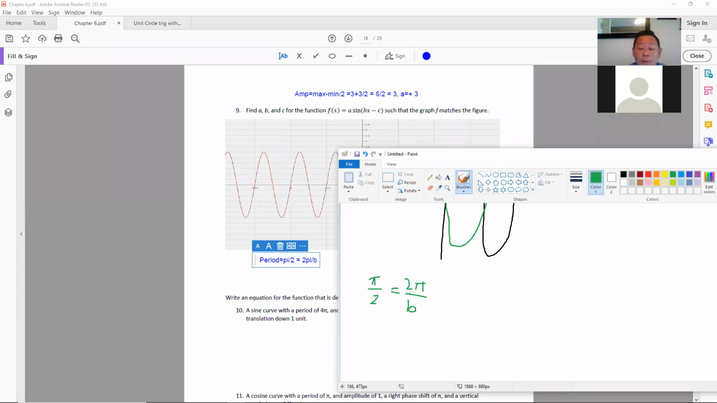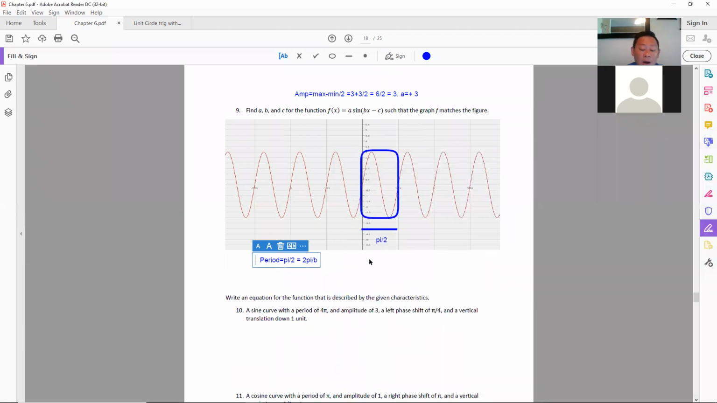So we cross multiply here. The pi and pi can be canceled, because if you divide pi on both sides, you cancel out. So we can cross multiply. So b in this case is 4. We solved for b and found out that b in this case is 4.